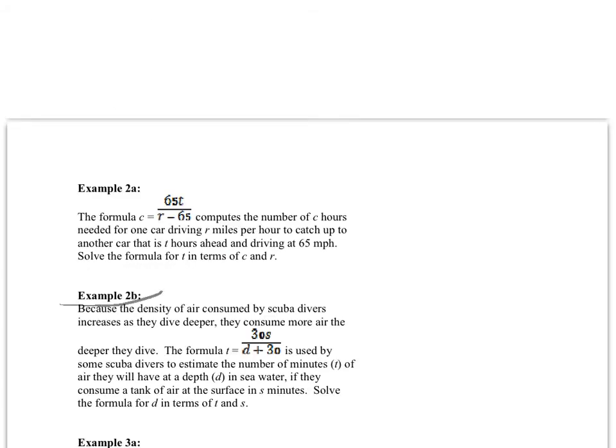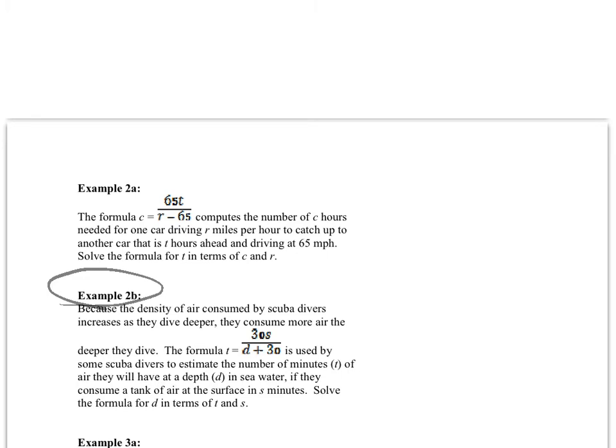Okay, in example 2b, it's another formula, another problem. Because the density of air consumed by scuba divers increases as they dive deeper, they consume more air the deeper they dive. The formula T equals 30 times S divided by D plus 30 is used by some scuba divers to estimate the number of minutes T of air they will have at a depth D in seawater.